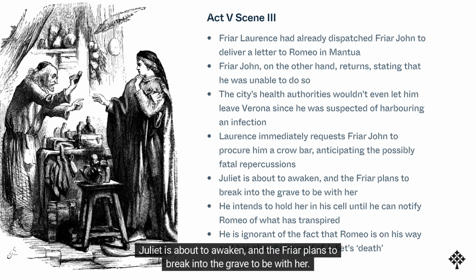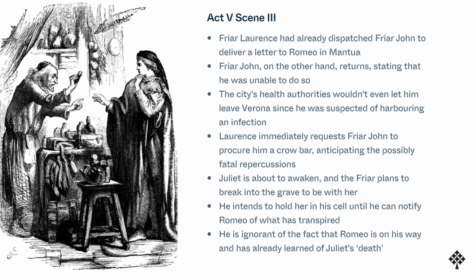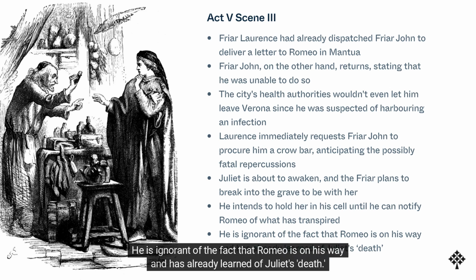Juliet is about to awaken, and the friar plans to break into the grave to be with her. He intends to hold her in his cell until he can notify Romeo of what has transpired. He is ignorant of the fact that Romeo is on his way and has already learned of Juliet's death.